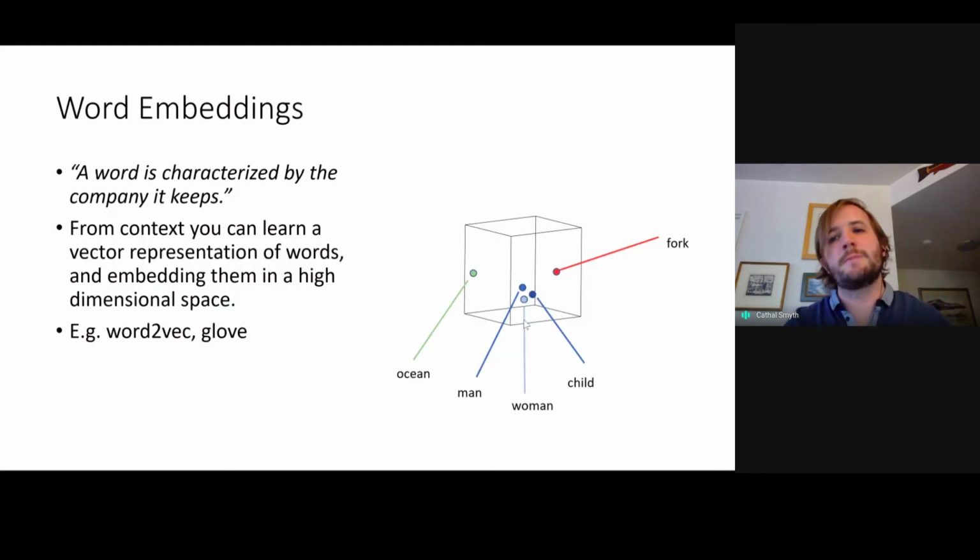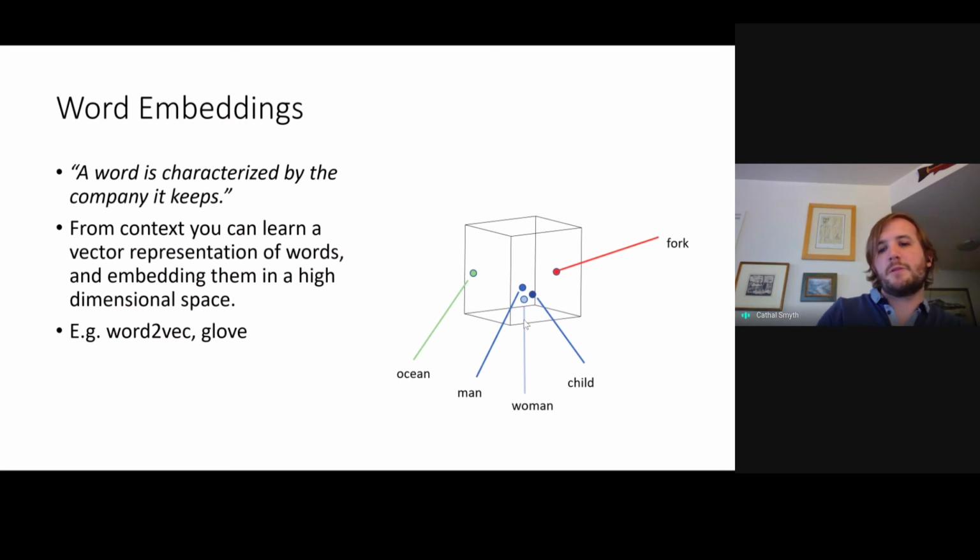Okay, so probably the most famous example of self-supervised learning is word embeddings. So what are word embeddings? Well, the concept is pretty simple. The famous quote is that a word is characterized by the company that it keeps. So essentially, you're trying to have a model learn the meaning of a word by using the context that surrounds that word. So the end result is that you get a vector representation of these words in a high dimensional space in which you can embed these words and relate them to each other. Examples of word embeddings are word2vec or GloVe.